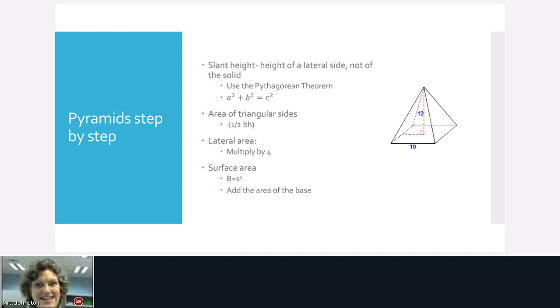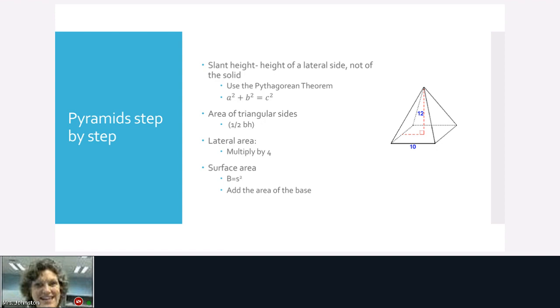Pyramids play an important part in this unit. You learned a lot of new terms and a lot of different ways to calculate the slant height, the lateral area, the surface area, the area of the bases, etc. So here, the slant height is the height of one of these lateral sides. Notice that a pyramid always has triangular sides, but it is the length down the side.